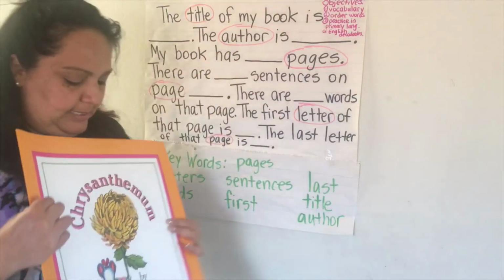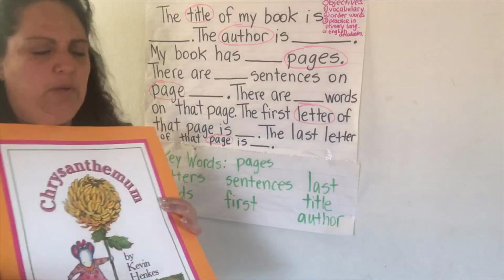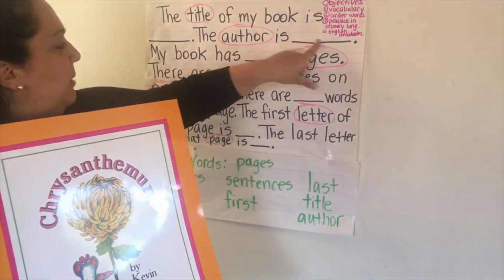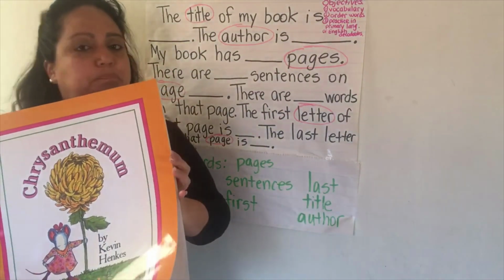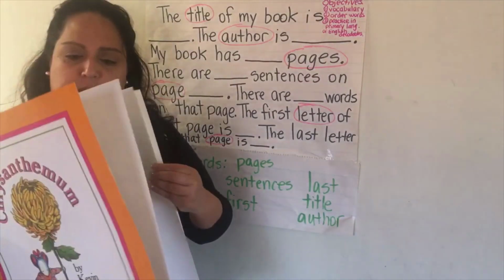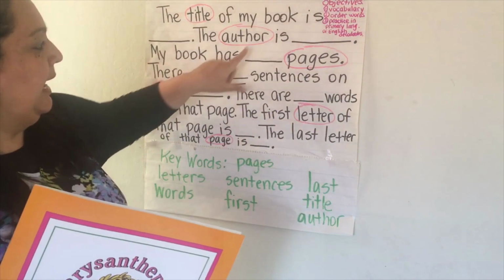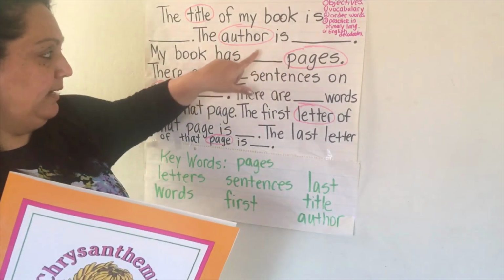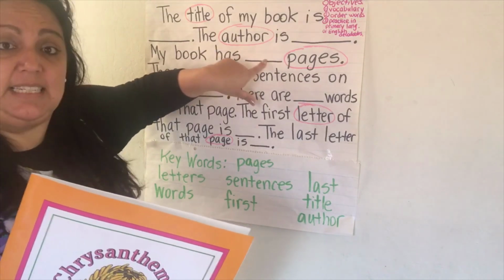The author is, and then you're going to show, okay, Chrysanthemum by Kevin. You're going to do that whole thing with them, right? The author is blank. The book has blank pages, so then you could go ahead. Doesn't matter what language, doesn't matter how many pages, but you're going to go ahead and find a number. Let's just say there's 6 pages. My book has 6 pages. If you can, put the actual number and write it out, 6, S-I-X.